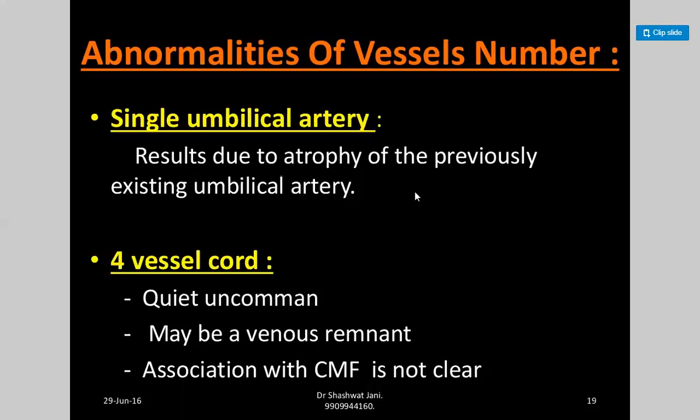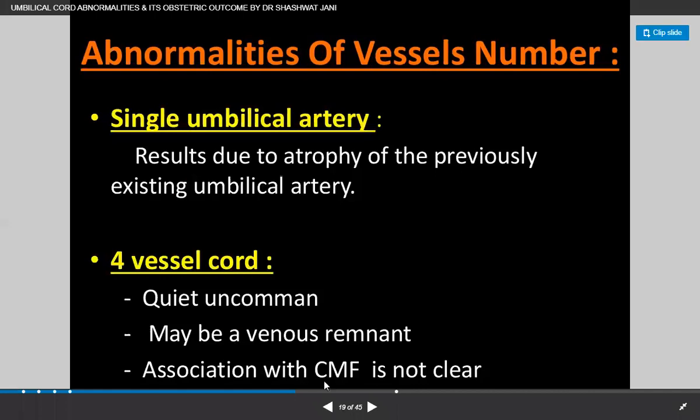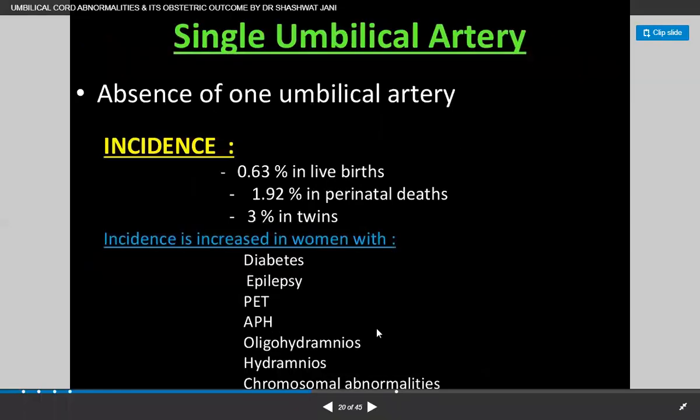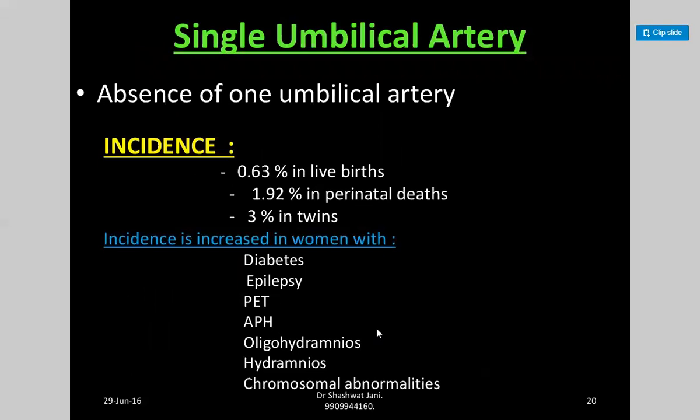Its association with congenital malformations is not clear. But as we know, initially there are two umbilical veins and two umbilical arteries. Out of those, one umbilical vein degenerates, so that may be the remnant part of it. But obviously there is a four-vessel cord. In single umbilical artery, there is absence of one umbilical artery. And how much is the incidence? It is 0.63% in live births, 1.92% in perinatal deaths and 3% in twins.